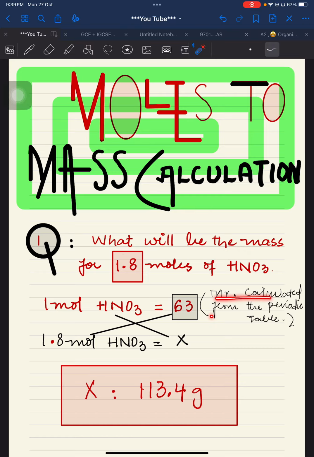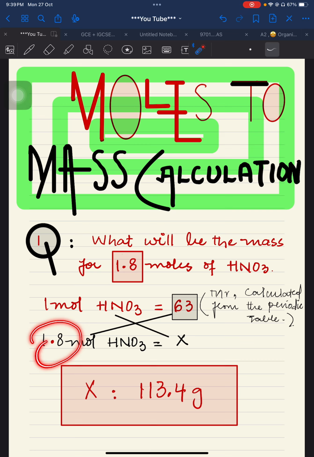Okay, so MR will be calculated from the periodic table that I have written very clearly over here. Now, when I looked at hydrogen, it was 1, nitrogen was 14, and oxygen is 16, which I have multiplied by 3 because the formula tells us that nitric acid has 3 oxygen atoms. So the total mass of nitric acid will become 63.